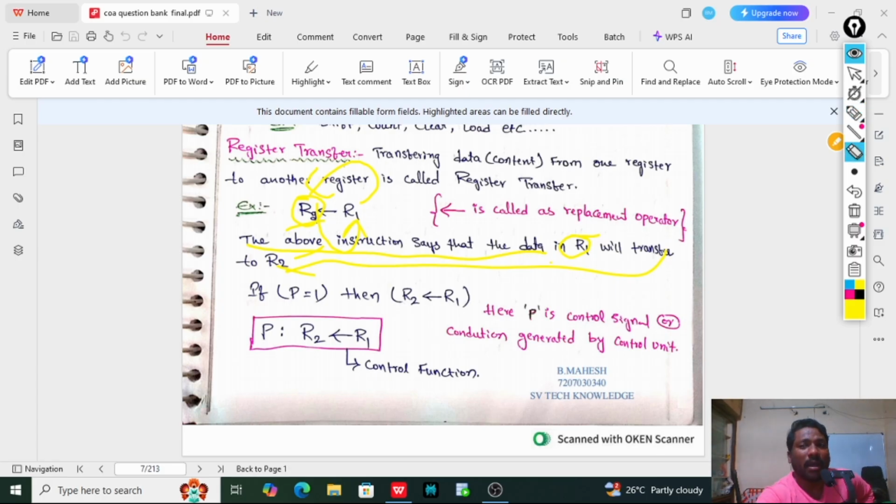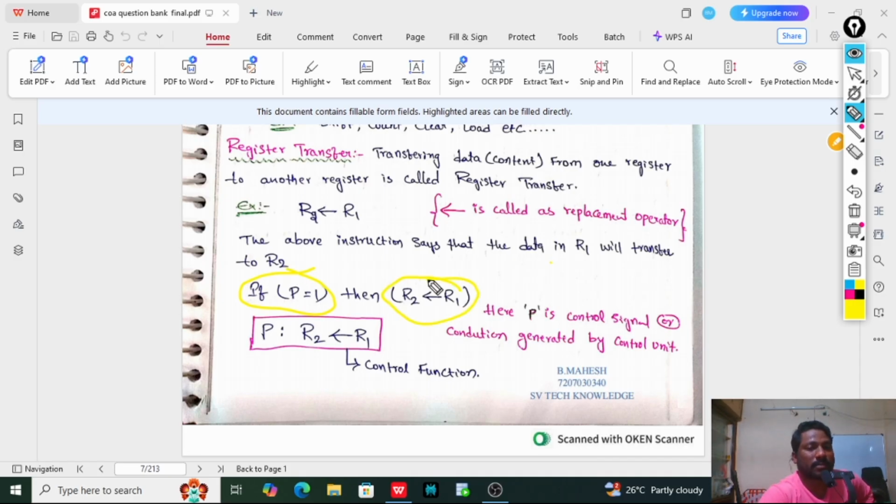In our computer language, whatever operation we are performing should be performed under a certain condition. That condition I am calling P, meaning prediction, or condition. In our COA subject, it is called a control signal. So if P is equal to 1, you have to transfer this.